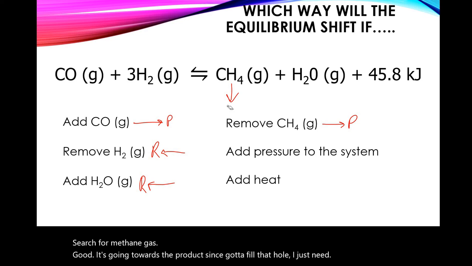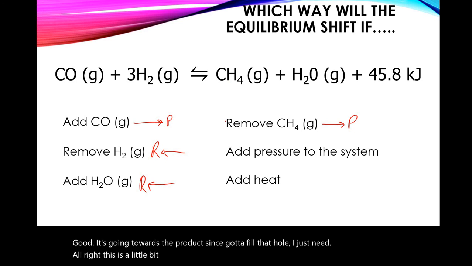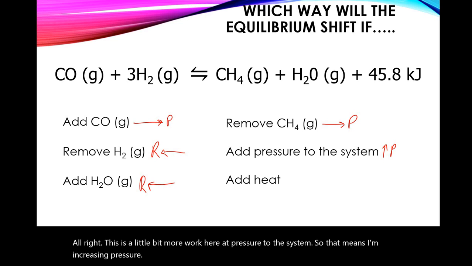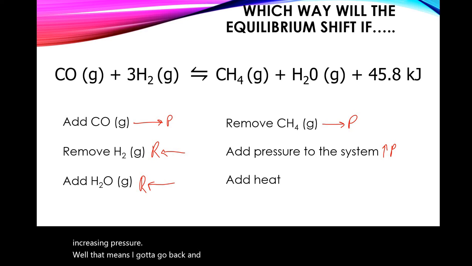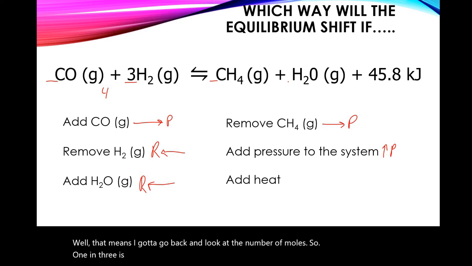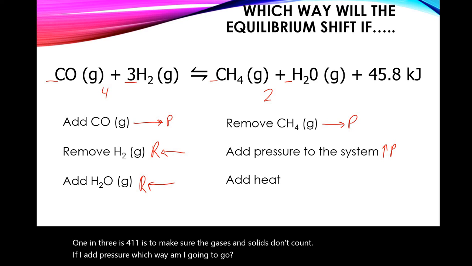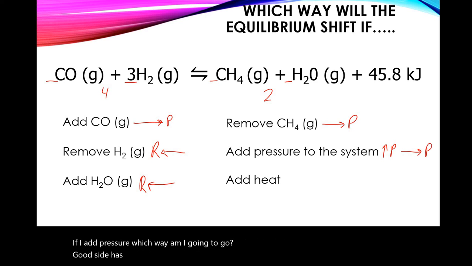All right, this is a little bit more work here. Add pressure to the system. So that means I'm increasing pressure. Well, that means I've got to go back and look at the number of moles. 1 and 3 is 4, 1 and 1 is 2. I need to make sure they're gases, because if they're liquids and solids, they don't count. So if I add pressure, which way am I going to go? Good, the side that has the least amount, so I'm going to head to the products and I increase pressure.